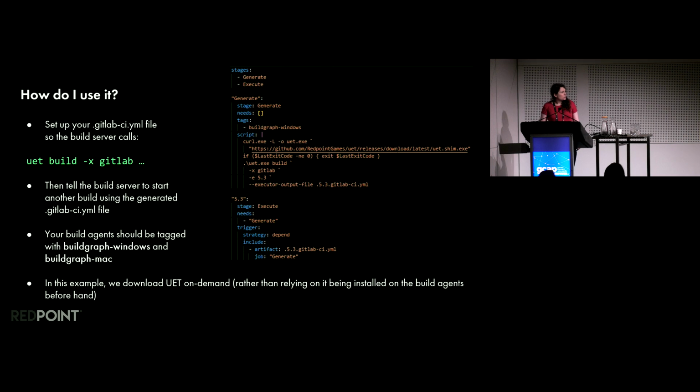I will note that your build agents should be tagged with build graph Windows and build graph Mac, just so that you can figure out which platform each job is going to be running on. I also make a note that you'll notice that this is a uet.shim.executable. For build servers, there's a much lighter weight, smaller version of UET that just bootstraps into the right version of UET for your project, rather than downloading the full binary.